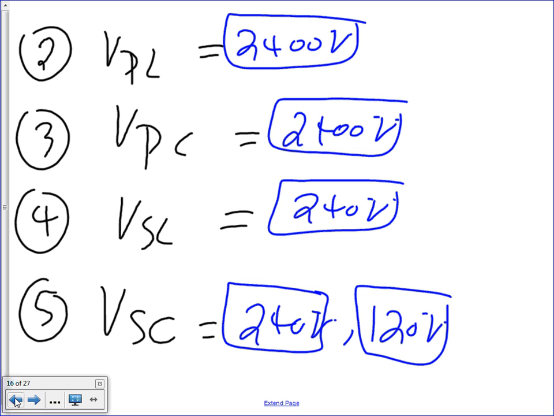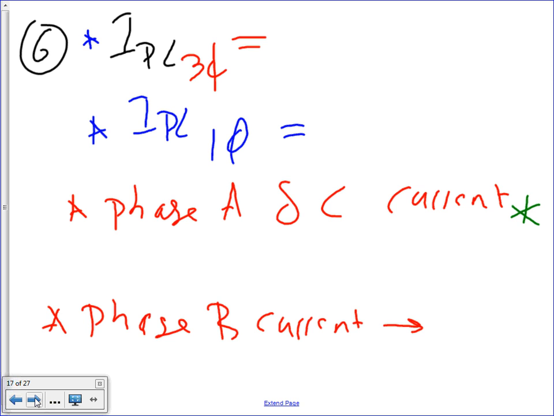That's why they call it center tap. All right, let's go to the primary line currents, three-phase and single-phase. Now we're going to start to split here, guys. We have two types of currents: three-phase current and single-phase current. Why do we split it this way? Because there are neutral load and non-neutral load.